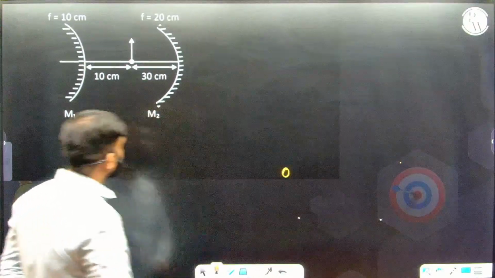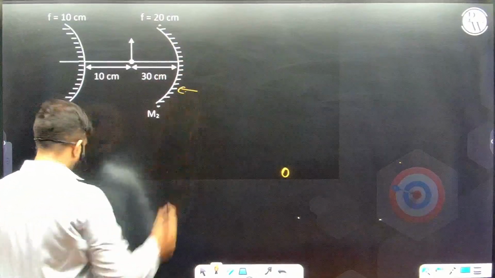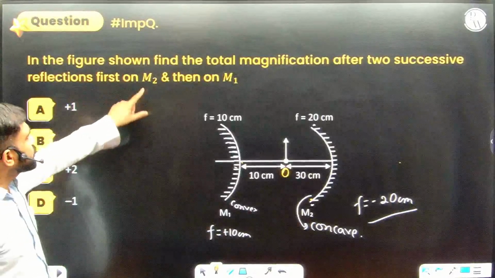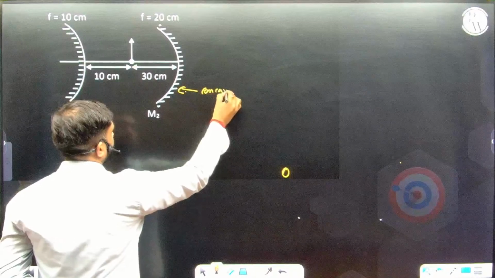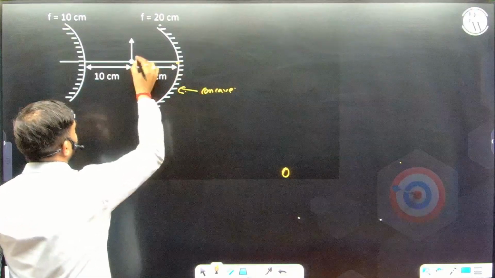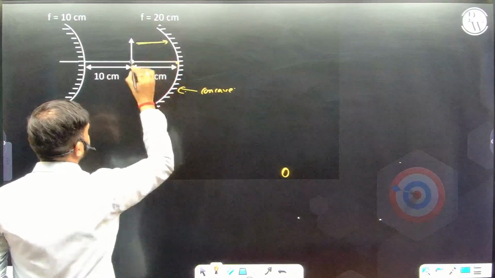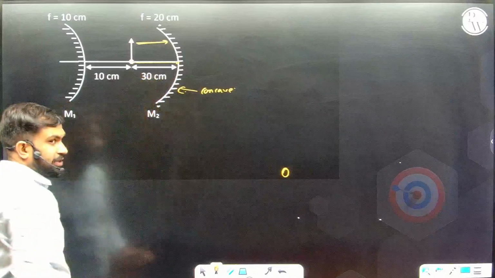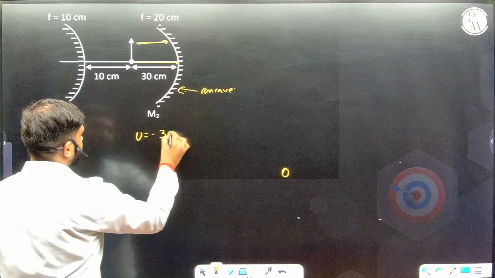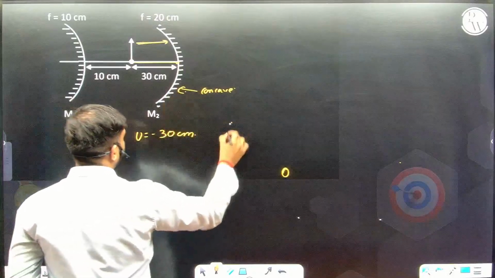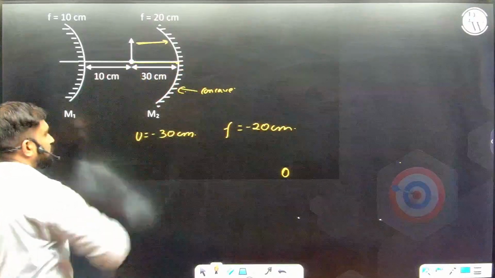Great. Now see, what did I say? I'll use this mirror first. They said the reflection is first on M2 and then on M1. So first one is M2, the concave. In this you need to be careful in what direction the ray is going. It's going in this direction. Get it? So object distance is negative. If it's a real object, it has to be negative. I'll write the object distance as minus 30 centimeters. Focal length we have already written. It is minus 20 for the concave because its focus is on the front side.